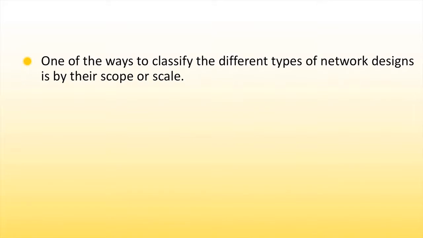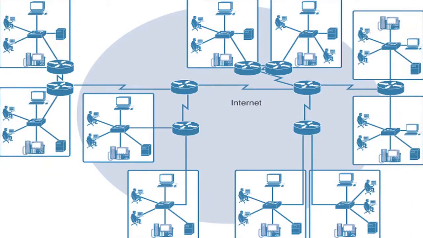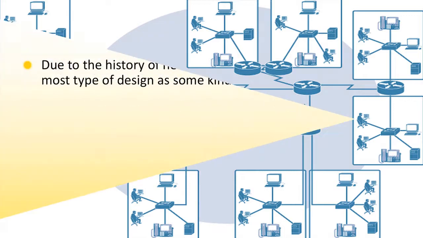One of the ways to classify the different types of network designs is by their scope or scale. The scale of a network can be expressed by a geographic area they occupy and the number of computers that connect to the Internet. Networks can cover from a handful of devices within a single room to millions of devices spread wide across the entire globe.